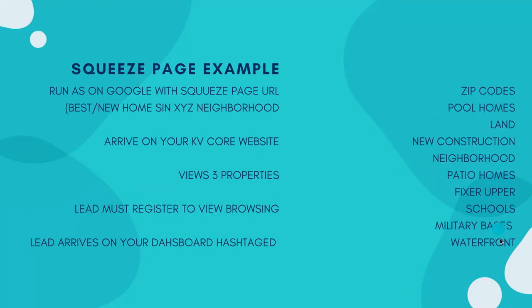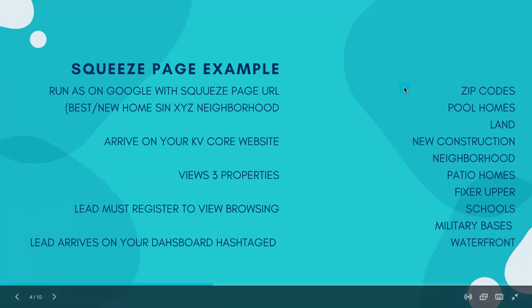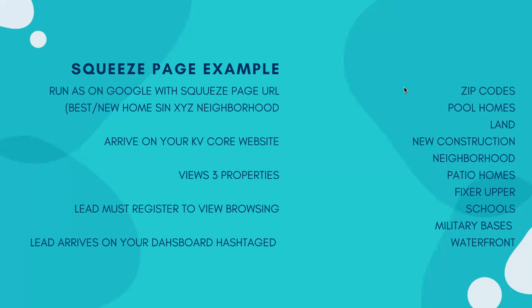Over to the right, I've collected basically a list of different squeeze page examples. So you can run zip code squeeze pages, pool homes, land, new construction, different neighborhoods, patio homes, fixer-uppers, school systems, military bases, and waterfront.